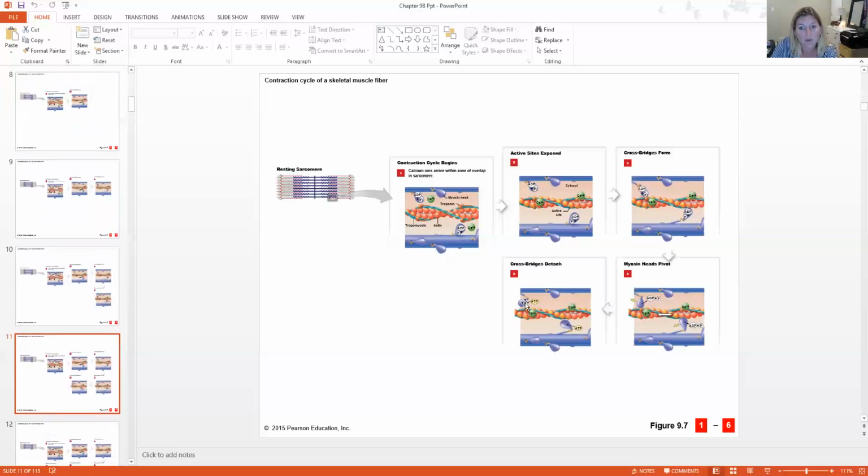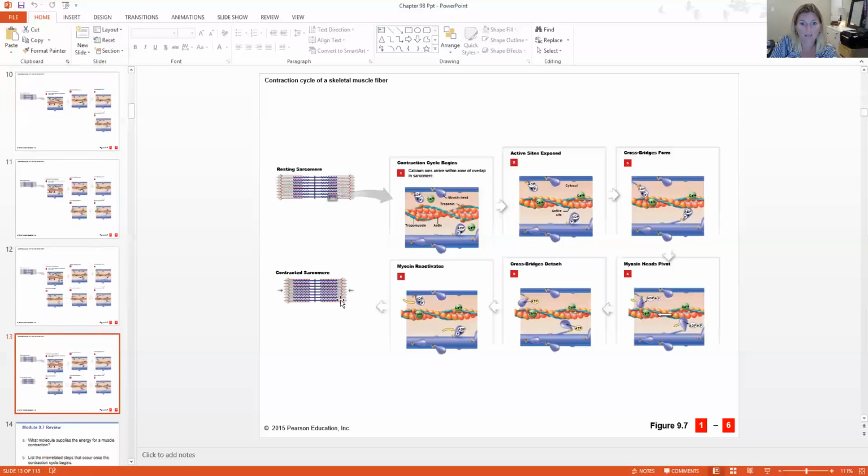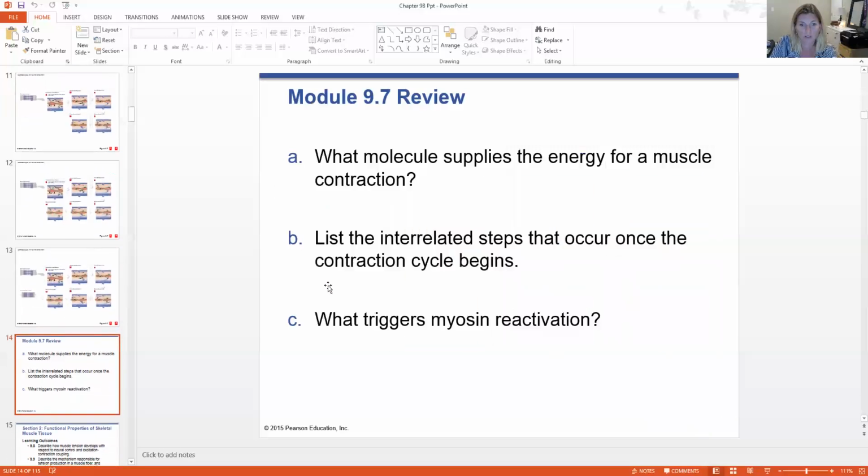And now, in order to detach the head, ATP has to come in, and ATP is broken down by ATPase within the myosin head into ADP plus P. Our calcium's still there, our myosin's still recharged, but the very last step, that's showing you the contracted sarcomere, the very last step would be the reuptake of that calcium so that cross bridge cannot form again. You can pause the video here, go back and answer these 3 questions.